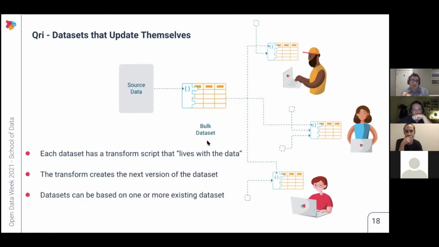Basically, you can have datasets that reach out on a schedule or on command and pull down source data to make a new version of themselves. That's the way we've structured things at Qri. In addition, data sets can be based on another data set. As long as the source is in Qri, it becomes very easy to say, anytime this bulk data set is updated, these ones are all listening for that event and can pull down the bulk data to update themselves.